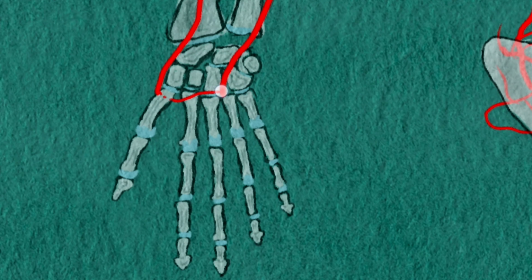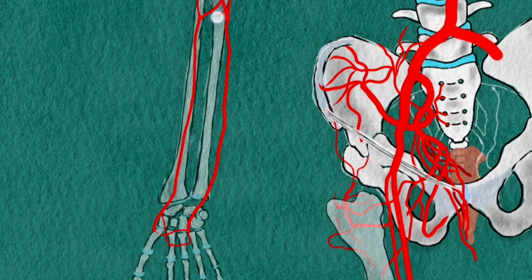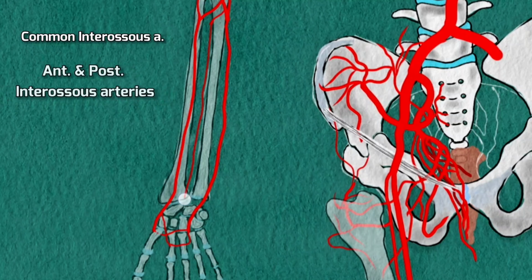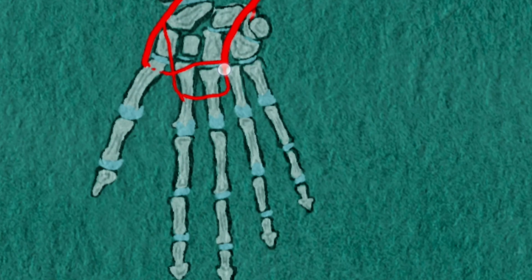Eventually, the radial and ulnar arteries join in the hand to produce deep and superficial palmar arches. From the ulnar artery comes the common interosseous artery, which branches into anterior and posterior divisions. This sits at the interosseous membrane, which is between the ulna and radius bone, and again mostly supplies the posterior compartment. At the hand, there are two main palmar arches.